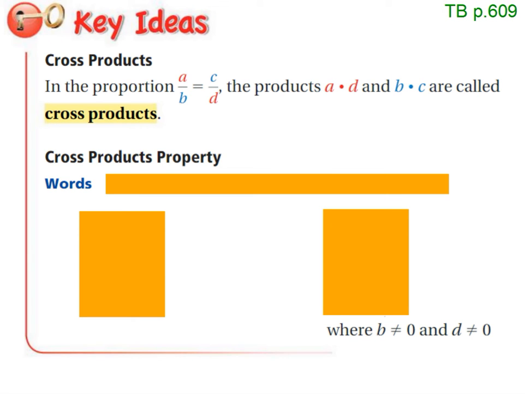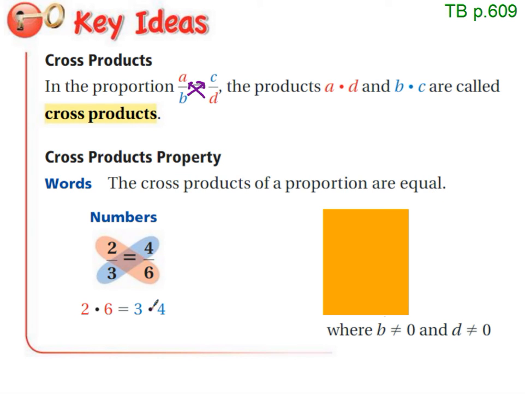Okay, another way to determine if two ratios are proportional is to find the cross products of each. In the proportion A to B equals C to D, that means the product of A times D and the product of B times C are called cross products. It simply means when I multiply diagonally, I'm going to get the same answer.